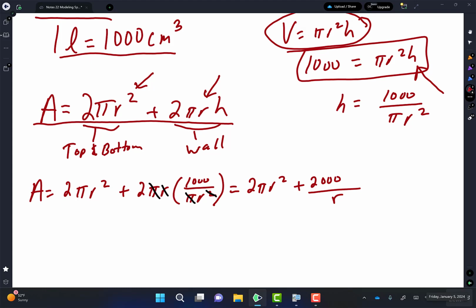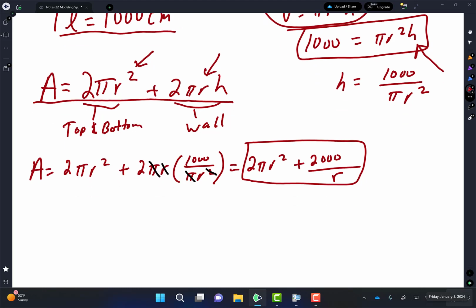Okay. From there, this is what I want to minimize. This is what I'm going to take a derivative of. So I get A prime equals, let's see, 2 pi r squared. So that's going to be 4 pi r. I'm taking the derivative with respect to r. So there is no dr/dt or anything like that. Minus 2,000 over r squared. I hope that we can see that real quick without having to do a side note.